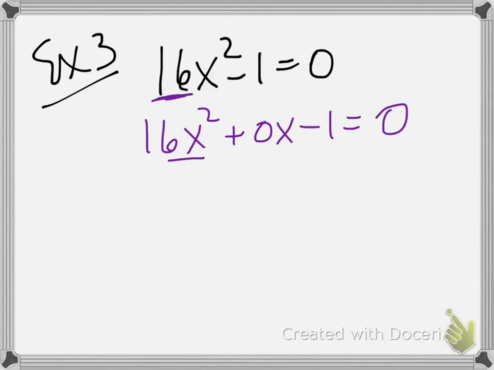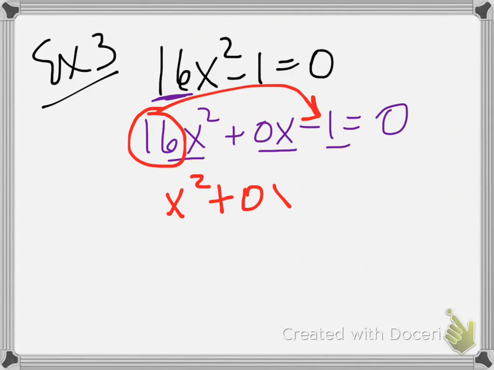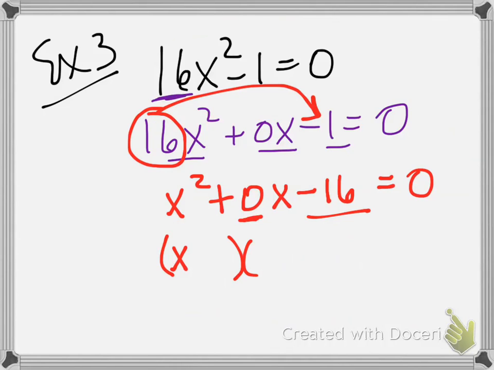I have 16x squared, I have no x's, and I have minus 1. So if I follow my pattern that I did before, I'm going to take the 16 and multiply it to the end. So this is going to be x squared plus 0x minus 16, still equal to 0. And now we go through our process. What two numbers multiply to be negative 16 and add to be 0?